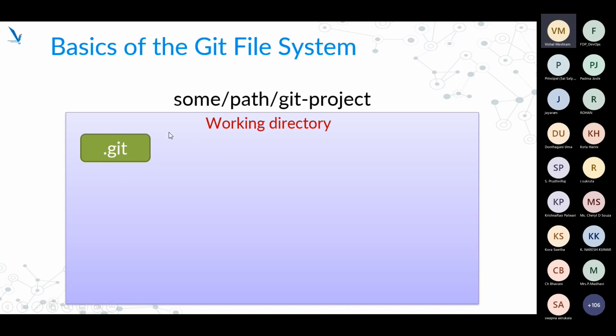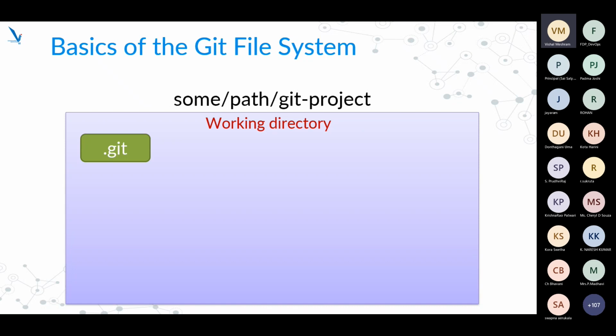Please try to understand this diagram. You are in the working directory. There is no version control, and on the command prompt you just issue the command git init. As soon as you give the command git init, one hidden folder, .git, is created in your working directory. This hidden folder contains all the configuration information about your repository, and all the tracking information about your project.